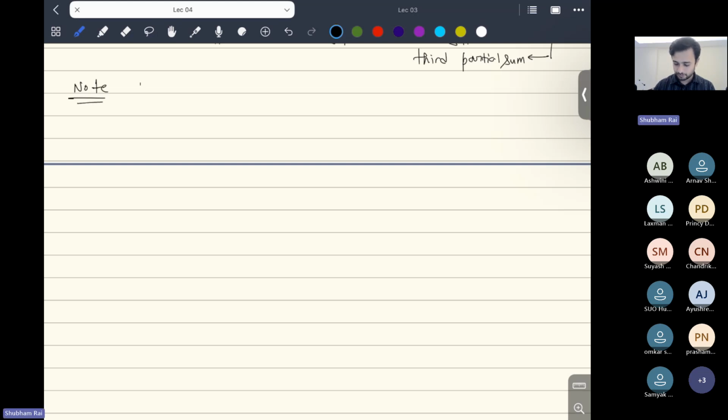Note. The first note is, if f of x is an even function, it means f of minus x is equal to f of x, right? This is an even function. Then we will be left with only the Fourier cosine series. The sine term will go to zero. You can prove it very easily. I'm just not proving it.